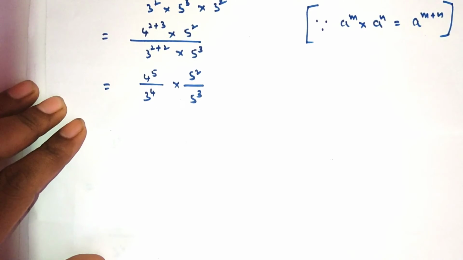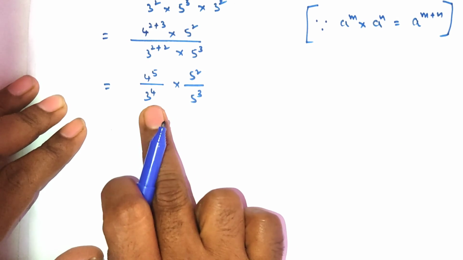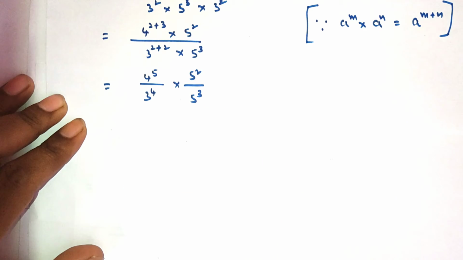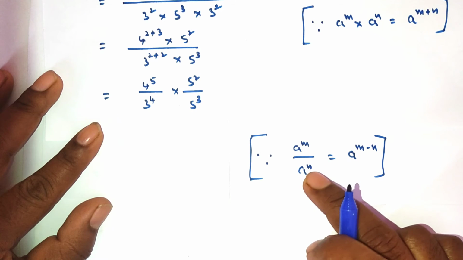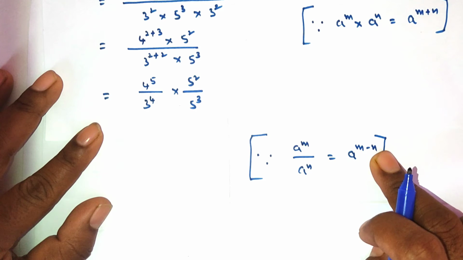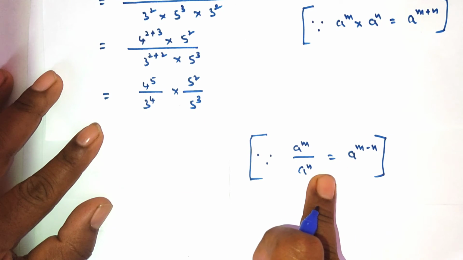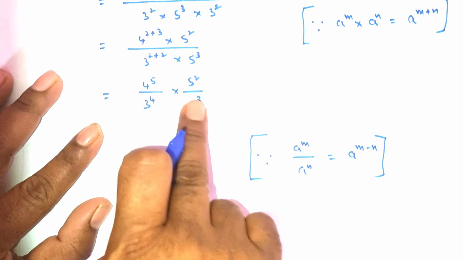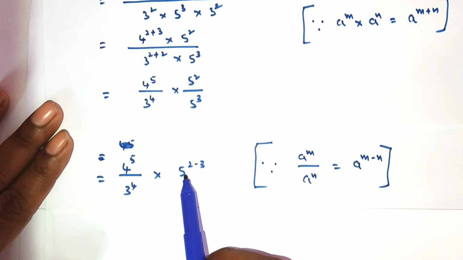By using a law of exponents, we can simplify this equation further. As per laws of exponents, a to the power of m by a to the power of n is equal to a to the power of m minus n. By using this law of exponents, let us simplify this part. We have written this fraction as 5 to the power of 2 minus 3.